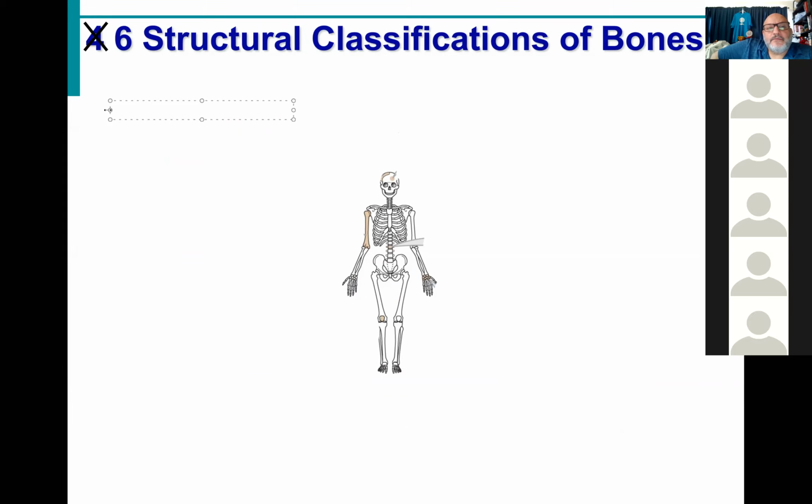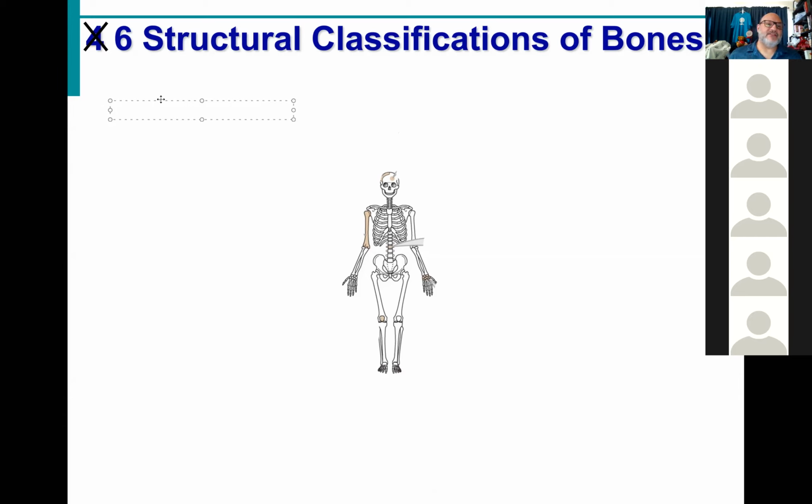All righty. Your book does a good job of describing all 6 structural classifications, but it tends to emphasize 4 of them more than the others. So I want to make sure that we're clear on this. There are indeed 6 structural classifications. Normally when we talk about anything in the body, we talk about structural and functional classifications. The good news is there really aren't different functional classifications for bones.